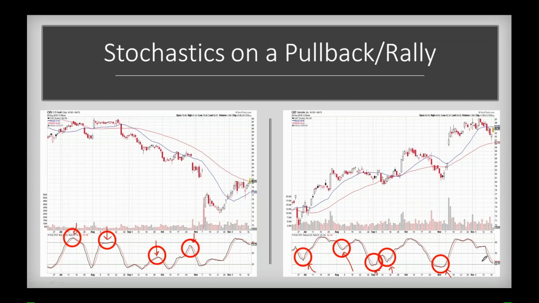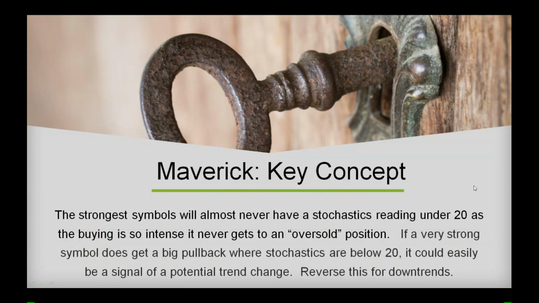Which ones crossed below, did the crossover, but were below 20? Well, only this one and this one, right? Those were the 2 that happened when they were below that 20 line. So that has a little added importance because it's happening where you're in that overbought or oversold condition and giving that crossover turn. The strongest symbols will almost never have a stochastics reading under 20 because it's so aggressive in terms of the buying. If a very strong symbol does get a pullback where you get below 20, it could be a signal of a trend change.